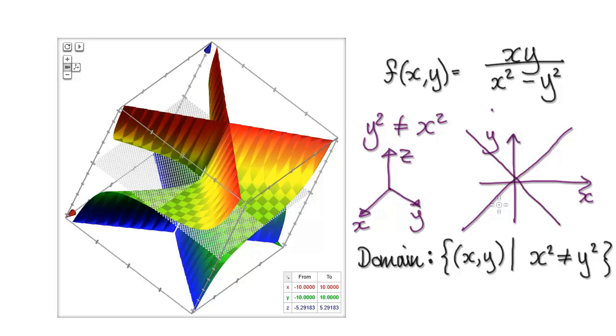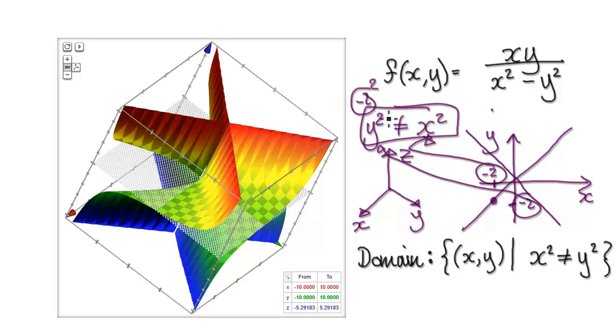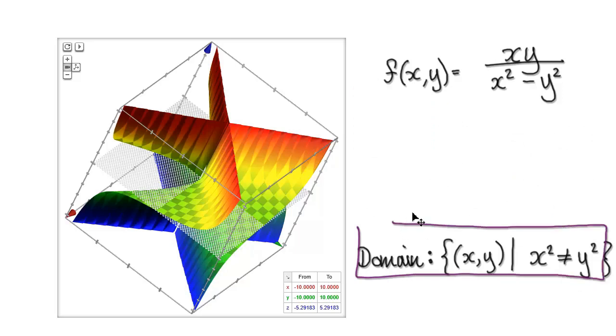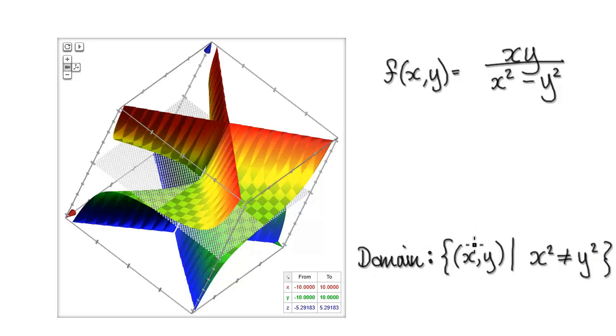Because even if you select something like this, let's say this is negative 2 and negative 2. When you put this into here and this into here, if you square negative 2, they will both be the same. But you demand that these two cannot be the same. So really, this thing here is describing this cross. There are lots of ways to describe a domain depending on who teaches you, but here's another way: x and y such that x squared cannot be the same as y squared.